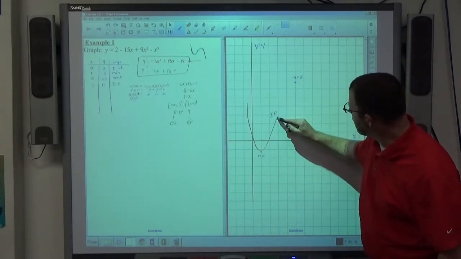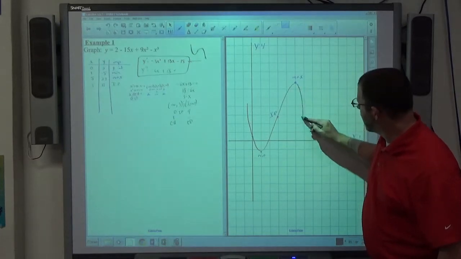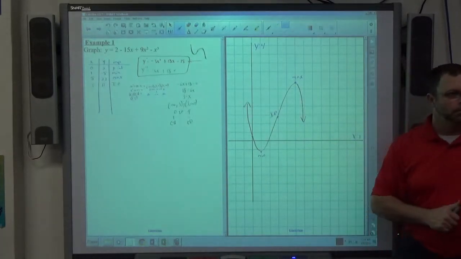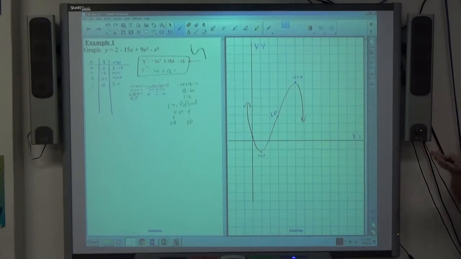There's concave up, there's concave down. That red graph is pretty close to the right answer. It's not perfect. Okay, but all I found was 4 points. It's going to be pretty close to perfect. How can I make it better? Find more points. Find more points.